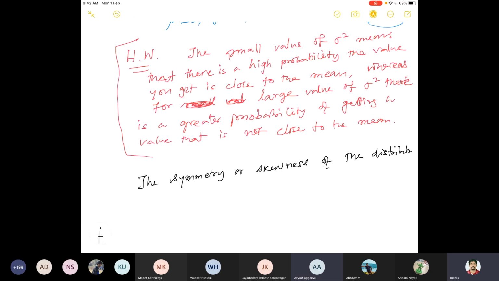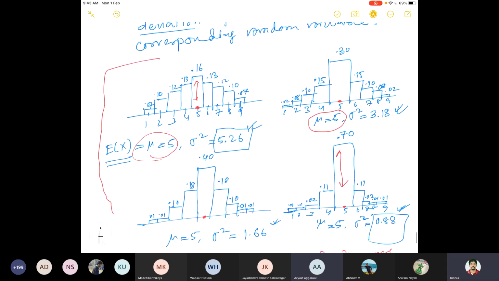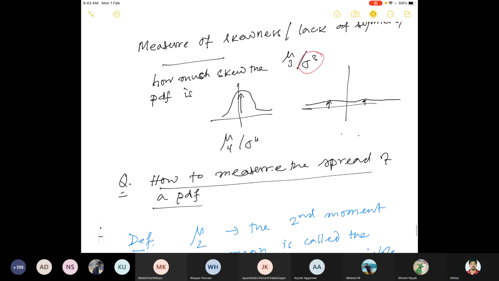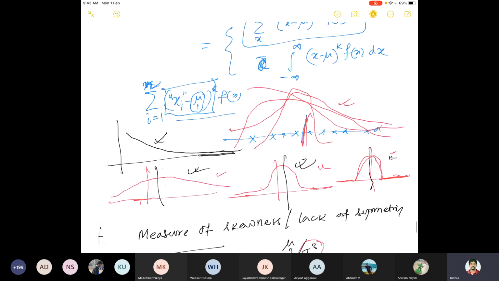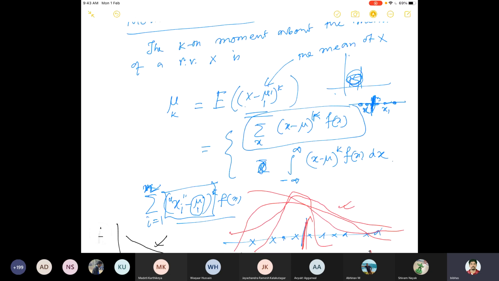What about the first moment? Sir, what about the first moment? What does it measure? First moment is just the distance from the expectation. Because if the value of k is 1, say k equal to 1 if you take, the expectation is always 0. Mu 1 is equal to E of X minus mu 1.